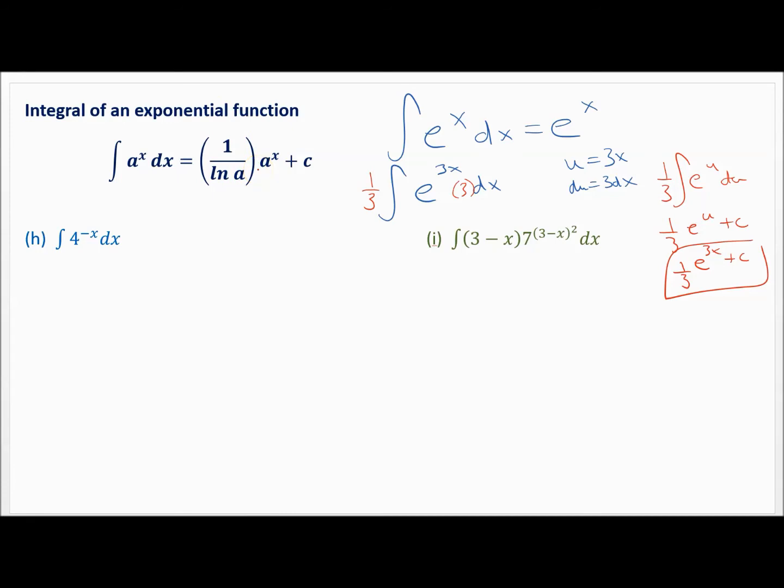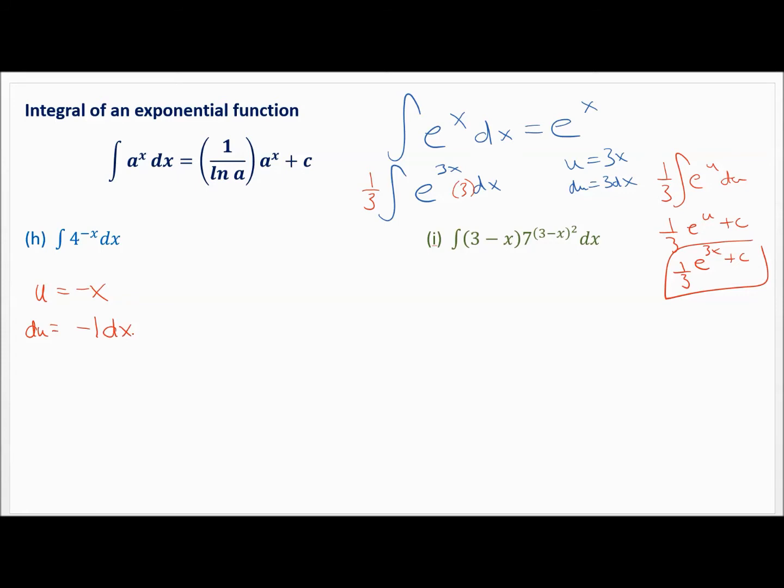So I've got the integral of 4 to the negative x. We know that the integral of 4 to the x is given by our rule, but look, I don't have just x up there, right? I have a negative x, so I need to do a u substitution. So let's let u equal negative x. The derivative of that, or du, is negative 1 dx.